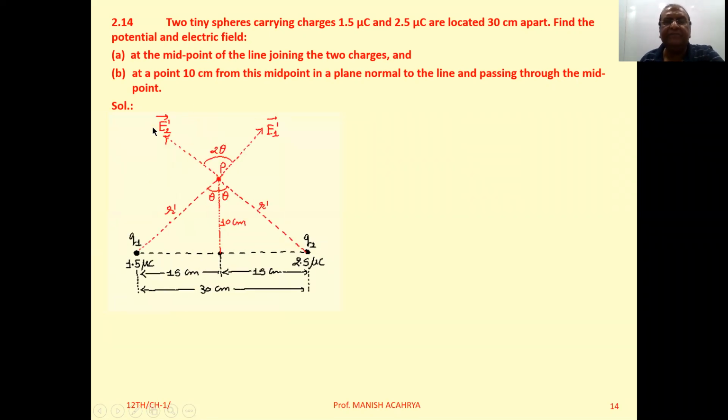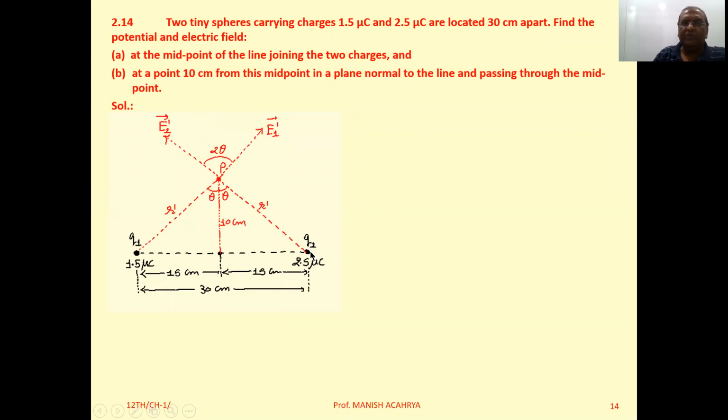Now see, two charges Q1 that is 1.5 microcoulomb and Q2 that is 2.5 microcoulomb are separated by 30 centimeter. See the figure.